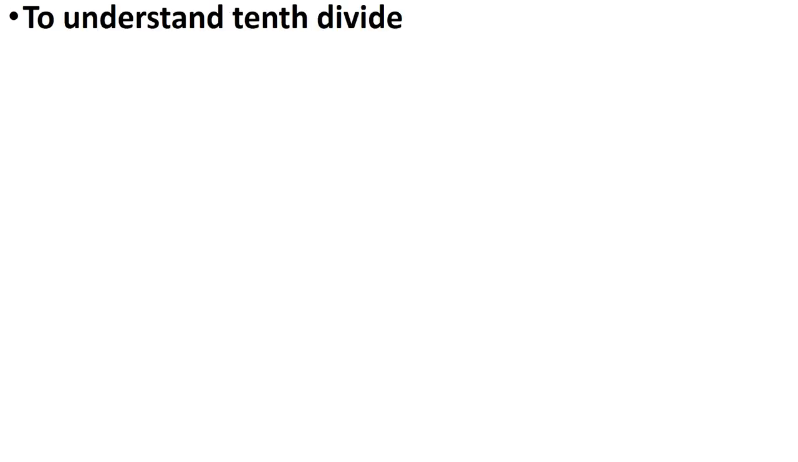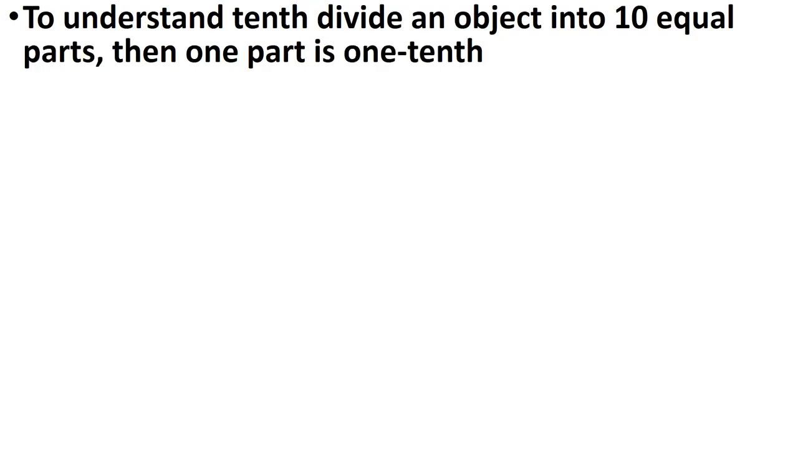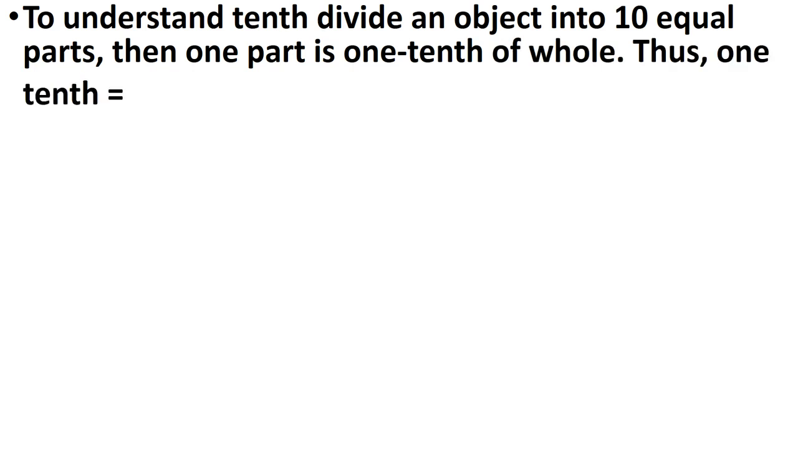Next is to understand the tenths place. Divide an object into 10 equal parts. Then one part is 1/10 of the whole, because out of the 10 parts we are taking one part. So it is 1/10 of the whole, which is written as 1 upon 10, and it is written as 0.1 also.